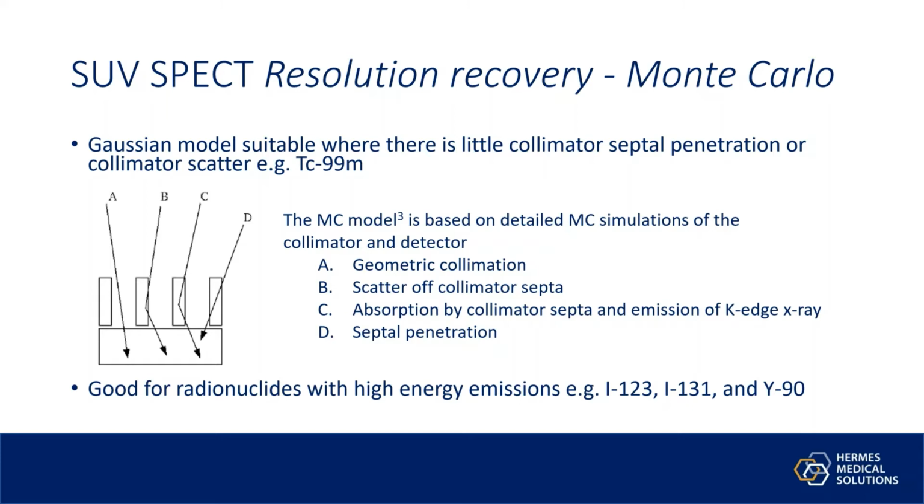So photon A is well collimated. Photon B is scattered off a collimator septum and then absorbed in the crystal. Photon C is absorbed by the collimator septa, and then a K-edge X-ray is emitted, which is then absorbed in the crystal, and photon D goes straight through the collimator. So the Monte Carlo model of point spread function for these isotopes takes all of these interactions into account, and it makes a much more accurate reconstruction for them.